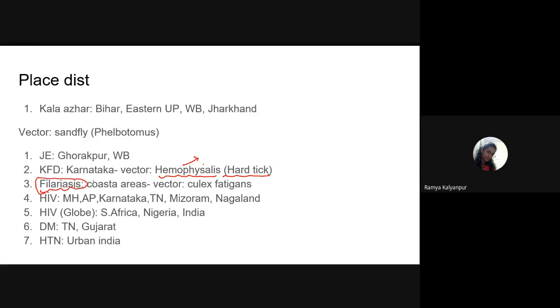Then again, filariasis. For example, somebody comes from Mangalore or Orissa, or Vishakhapatnam, Andhra Pradesh. Do you think that in these areas filariasis cases will be more? Yes, ma'am, coastal. More, because the peculiarity of filariasis is that the vector, Culex quinquefasciatus, is commonly seen in the peninsular part of India.